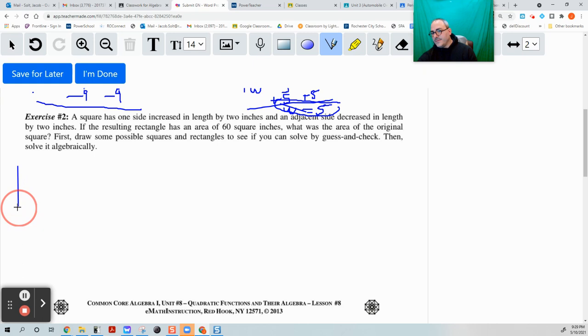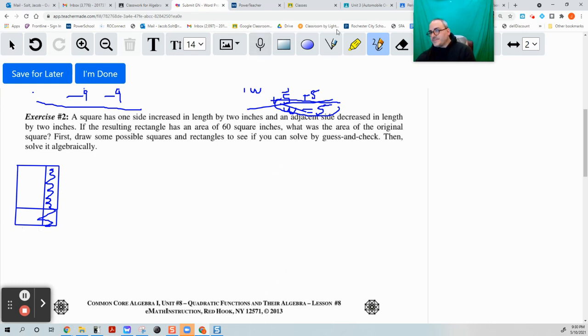I got this square, and I'm going to try to make it squarish, but I will probably not succeed in making it perfectly square. That's my square-ish square. And I'm going to increase one side by 2. The length increases by 2 inches, and the adjacent side is decreased in length by 2 inches. Something like that. And then now, all of that is gone. Okay, so I'm left with just this.